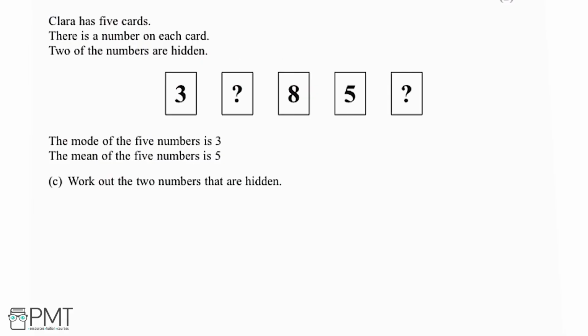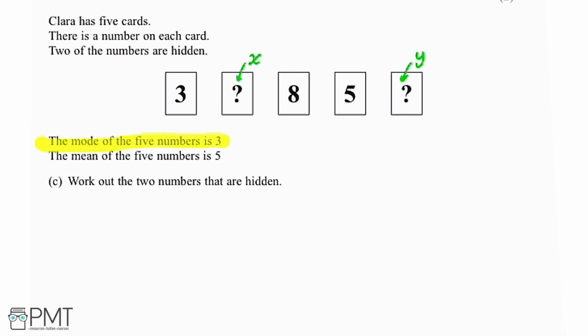So now we're told that Clara has 5 cards. There is a number on each card, and 2 of the numbers are hidden. The mode of the 5 numbers is 3, and the mean of the 5 numbers is 5. We need to work out the 2 numbers that are hidden. So I'm going to label these cards so we know what we're talking about. I'm going to call this card X, and this one over here Y.